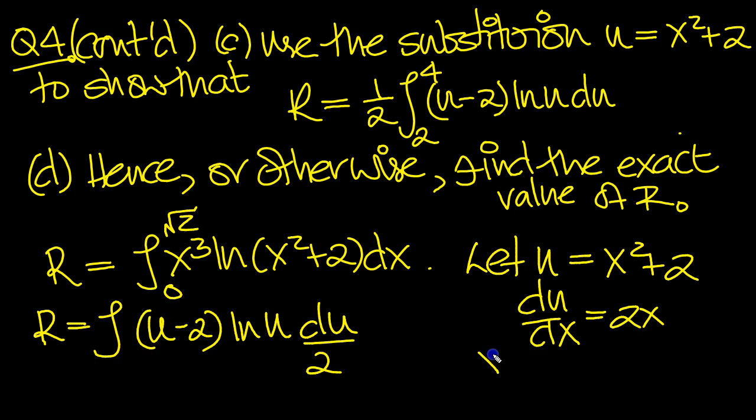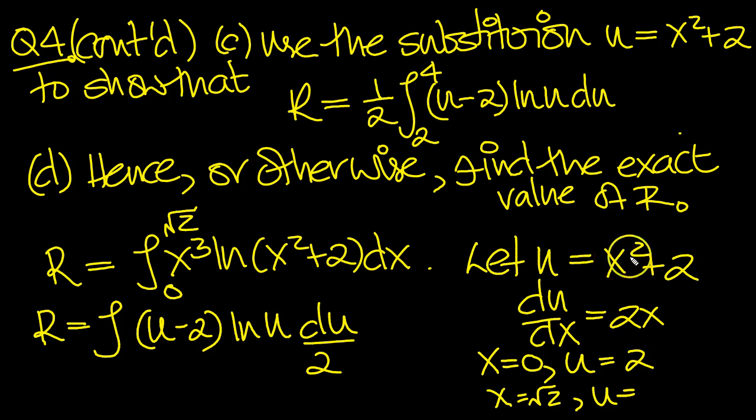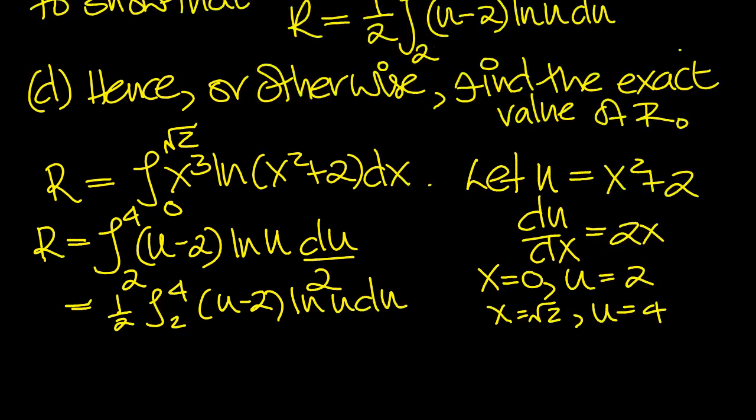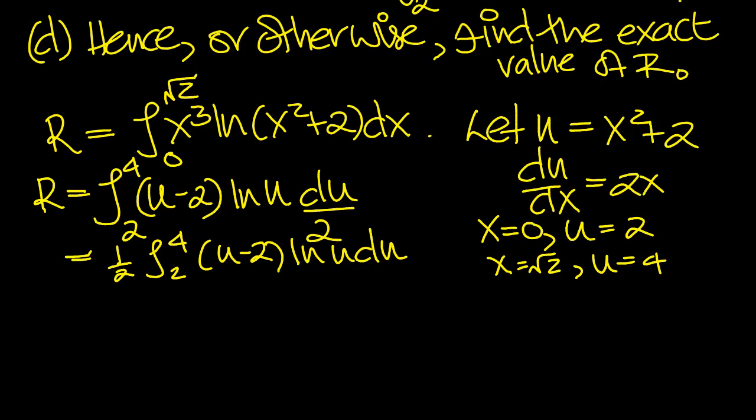When x is 0, u is equal to 0 squared, which is 0, plus 2, which is 2. When x equals the other bound, which is root 2, u is equal to root 2 squared, which is 2, plus 2, which is 4. So we've got the integral between 2 and 4 then. So that equals, bring the half through the integral, half the integral between 2 and 4 of u minus 2 ln u du.